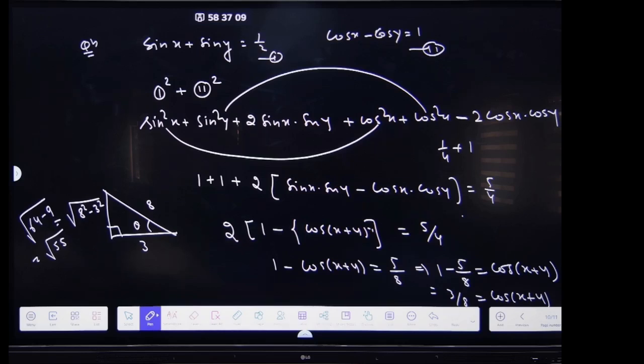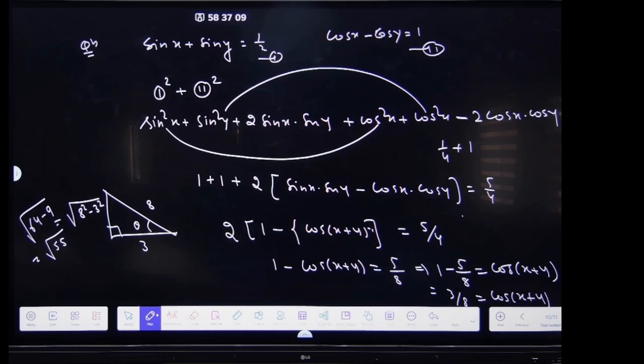Pi by 8 means how much angle? 22.5. Can I say 45 by 2? So, I need 45, theta by 2 I need. Which angle do you know? 45 you know. Which one should I use? Theta by 2 you need. Do you have the theta value?